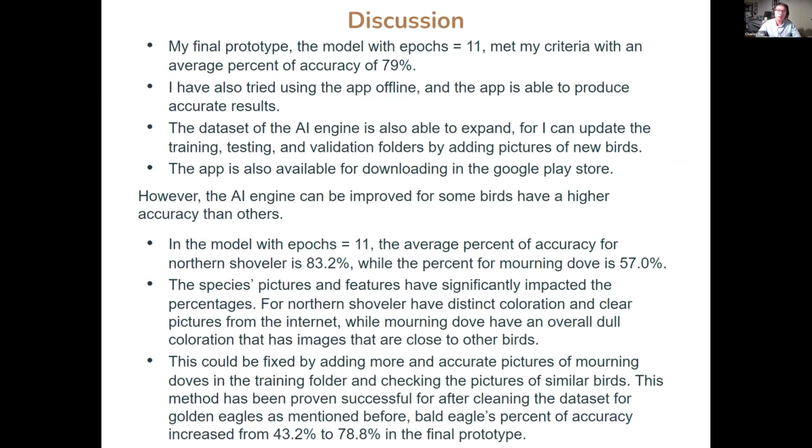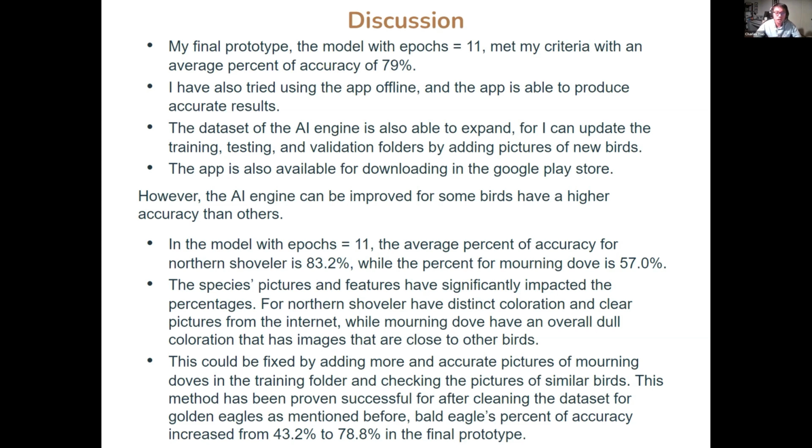And then, discussion on my final prototype: the model with epoch equals 11 did reach my criteria, with an average percentage accuracy of 79%. The app also works offline, as I tried it on my phone and other people's phones as well. And the AI engine is also able to expand for new species. I can simply update the app to add a new bird, and I will add the training data set to make sure the birds can be identified.